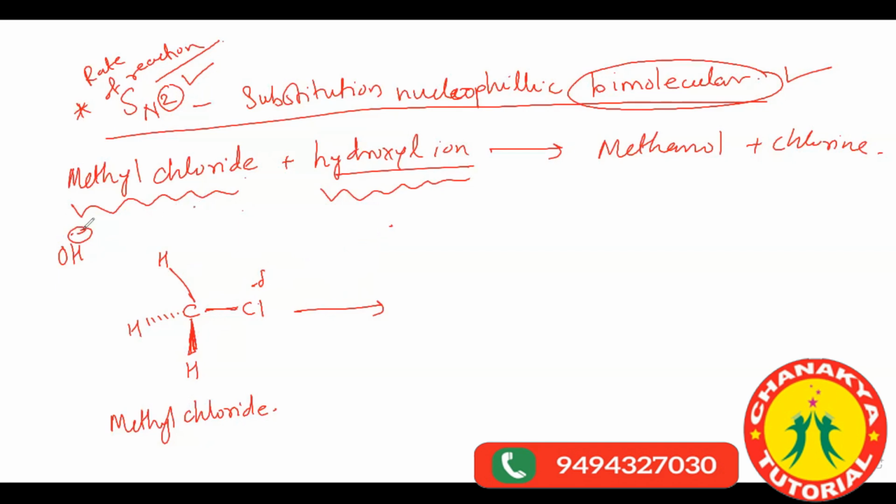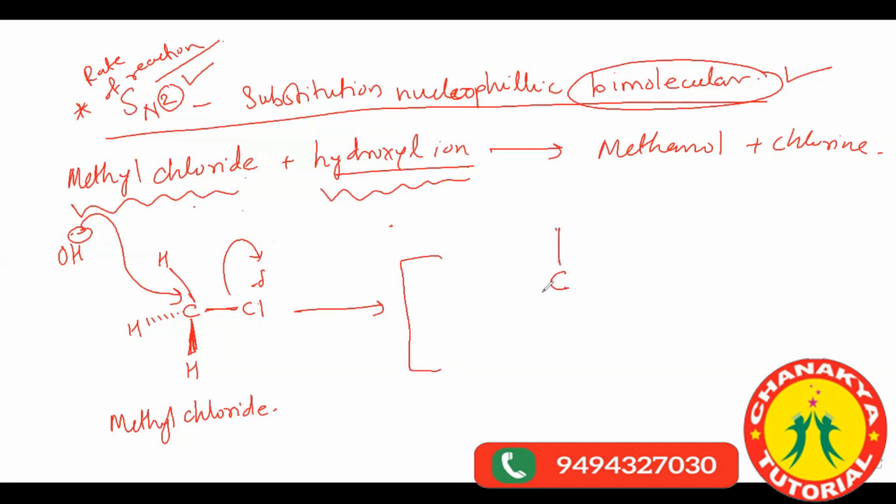Now what happened? This OH will attack over here on this carbon and your chlorine starts to depart. Now you will get a transition state. In the first step only, you will get the transition state. What will it be? All your carbon substituents would become planar, on the plane of paper.